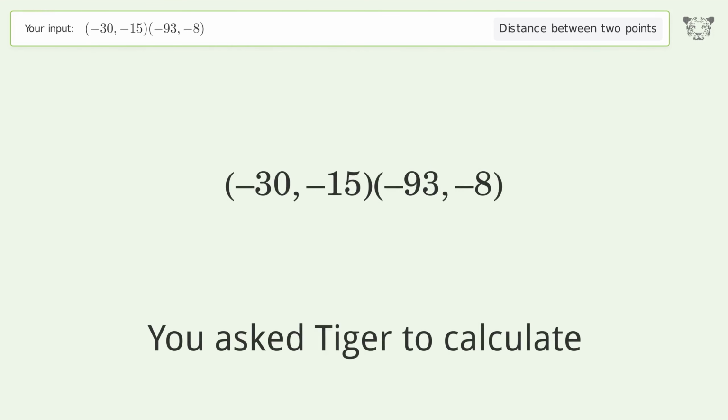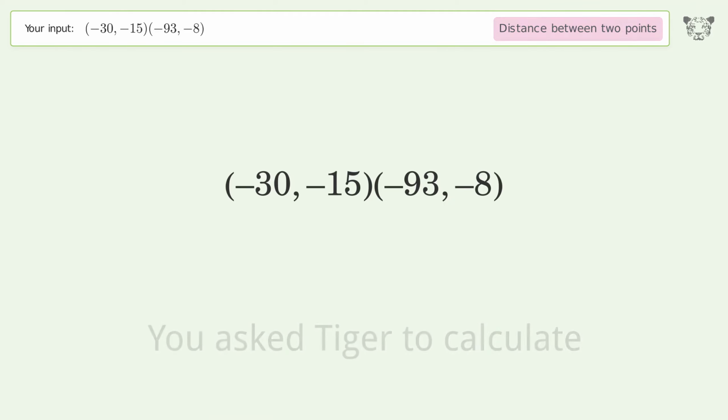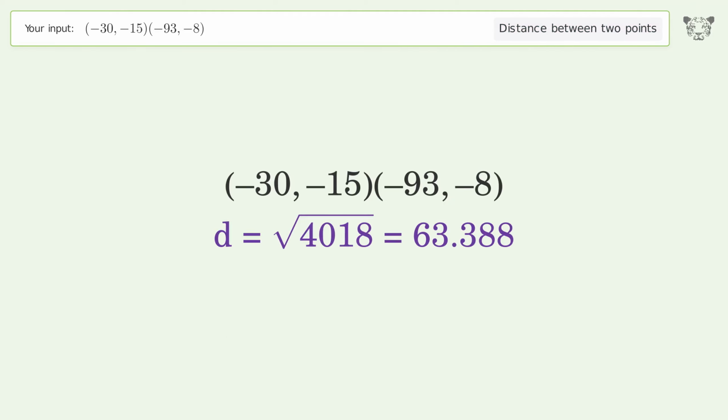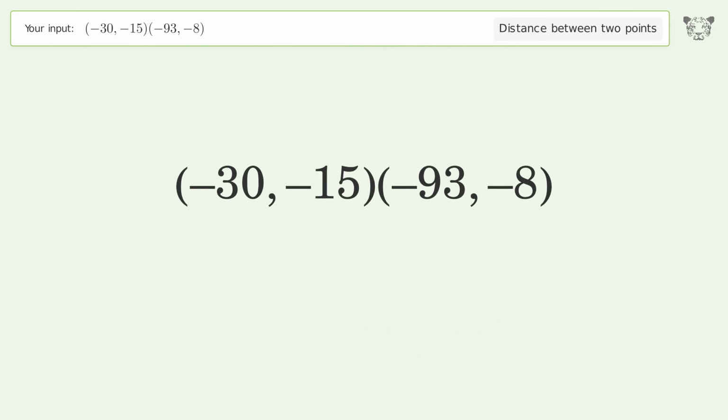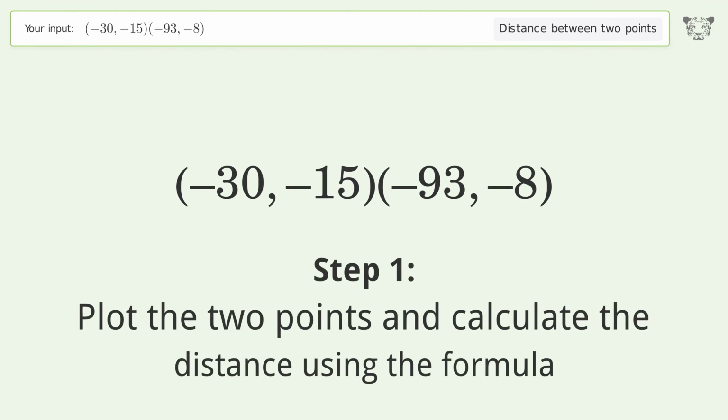You ask Tiger to calculate. This deals with the distance between 2 points. The distance between the 2 points is the square root of 4018, or 63.388. Let's solve it step by step. Plot the 2 points and calculate the distance using the formula.